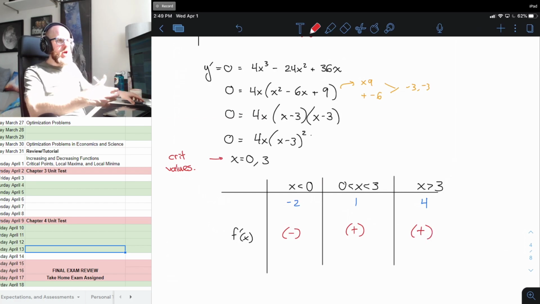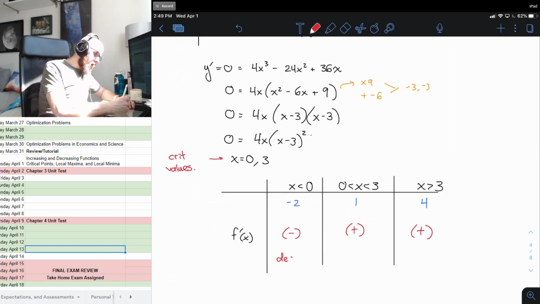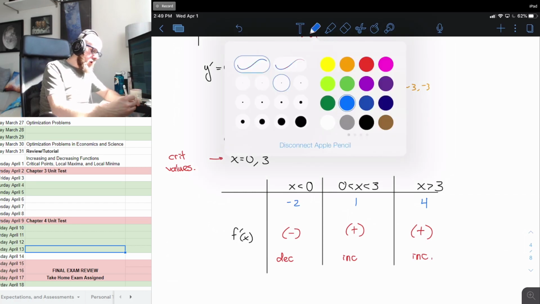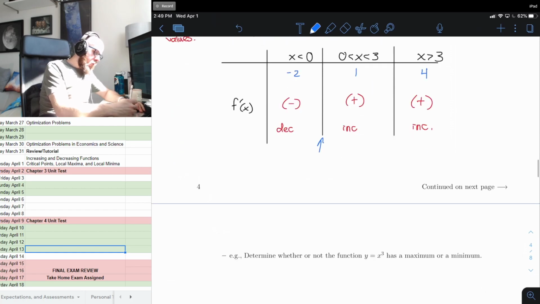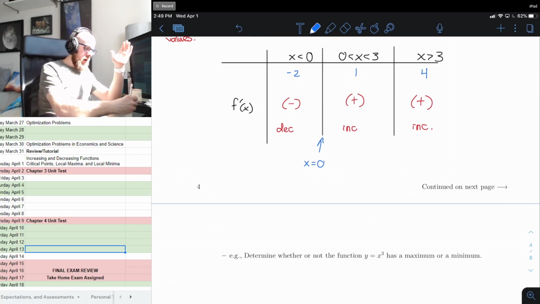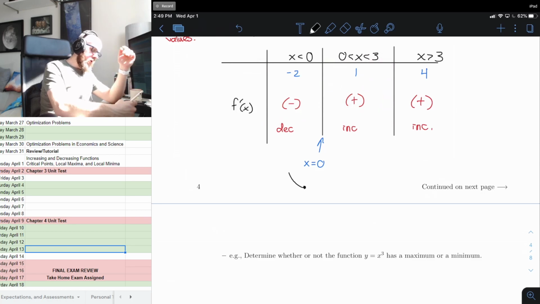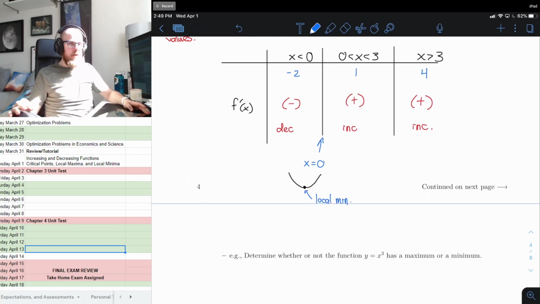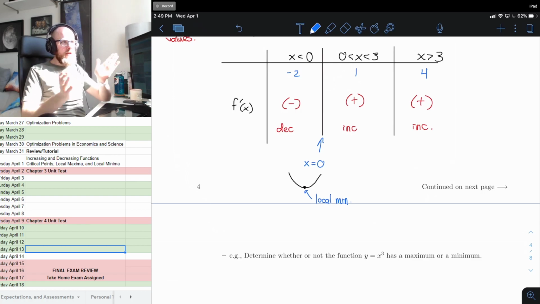And so the way that I interpret this interval chart, I am decreasing here, increasing here, and then increasing again here. If I look at this first point, when x is equal to 0, I go from decreasing to increasing. So my function is going to look something like this: decreasing, then it reaches the critical point, and then it's increasing again. What this tells me is that I'm dealing with a local minimum, because I go from decreasing to increasing.